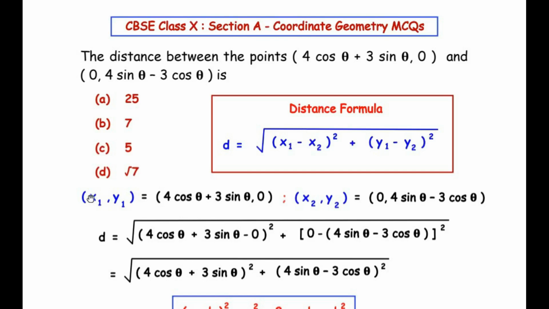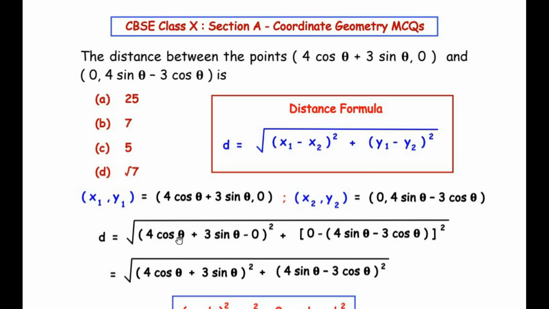Now here we have considered x1, y1 as the first point, that is 4 cos theta plus 3 sin theta, 0, and x2, y2 as the second point, that is 0, 4 sin theta minus 3 cos theta. Now after this, we are going to plug in the values of x1, y1, x2, y2 in this distance formula. So we get d is equal to square root of x1 is 4 cos theta plus 3 sin theta minus x2 is 0 the whole square plus y1 minus y2, that is 0 minus y2 is 4 sin theta minus 3 cos theta the whole square.